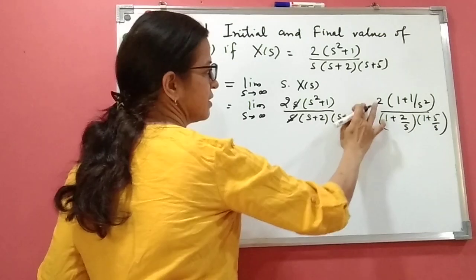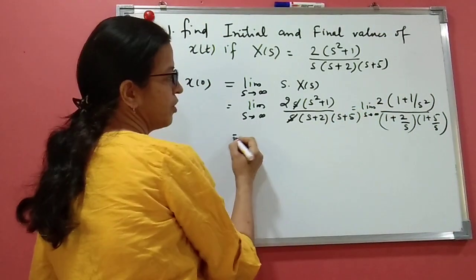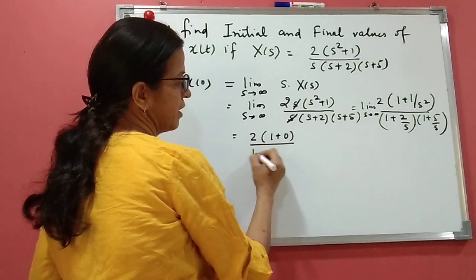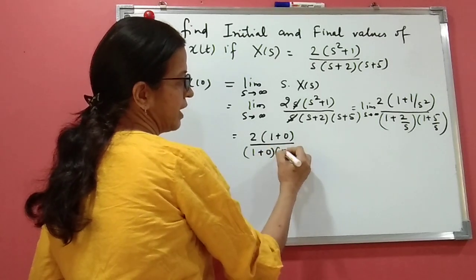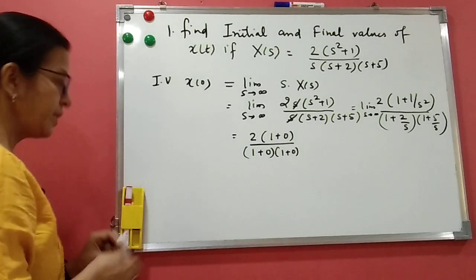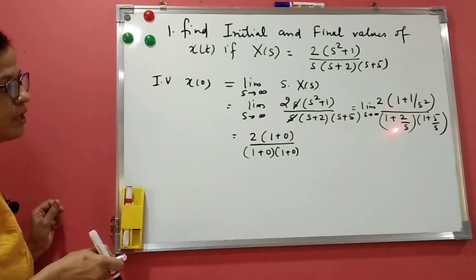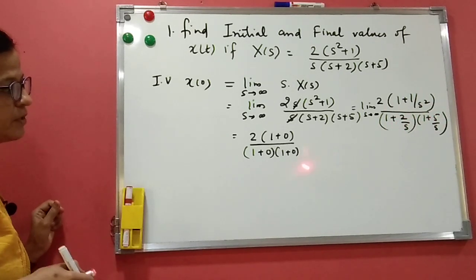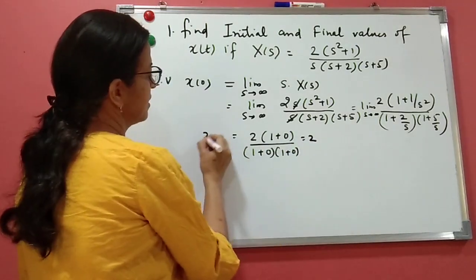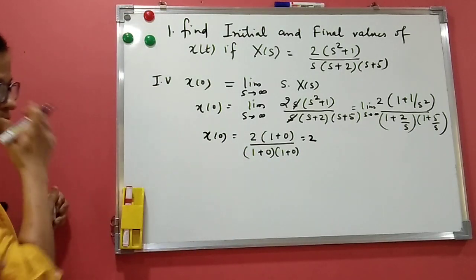Now if I put the value of s as infinity, what you are going to get here is 2 times (1 plus 0) upon (1 plus 0) and (1 plus 0), because 1 upon s square, when you put s as infinity, 1 upon infinity will be 0, 2 upon infinity will be 0, and 5 upon infinity will be 0. What I have written here? The answer is 2. So you can say here that x of 0 equals 2.